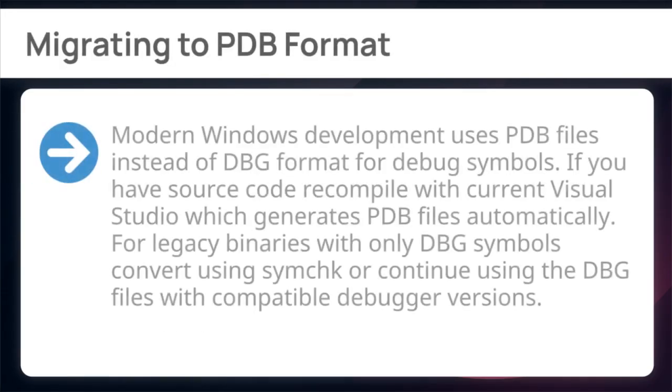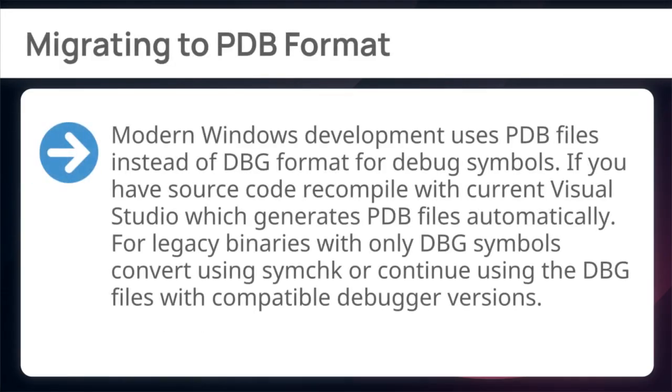Finally, migrating to PDB format. Modern Windows development uses PDB files instead of DBG format for debug symbols. If you have source code, recompile with current Visual Studio, which generates PDB files automatically. For legacy binaries with only DBG symbols, convert using Symcheck or continue using the DBG files with compatible debugger versions.